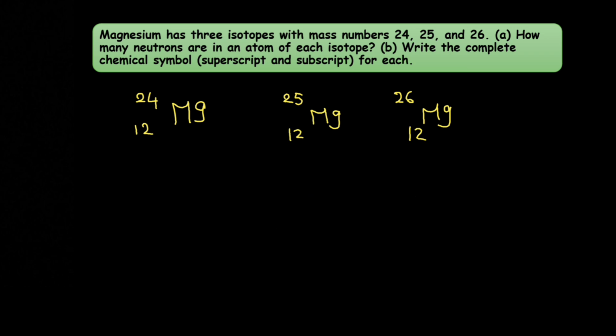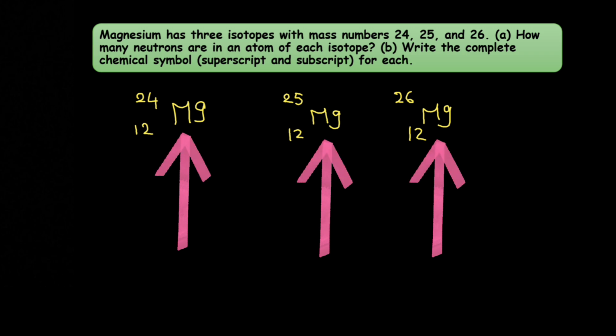neutrons. The chemical symbol means that we have to write the superscript and subscript for each element. So these are the chemical symbols for each magnesium isotope.